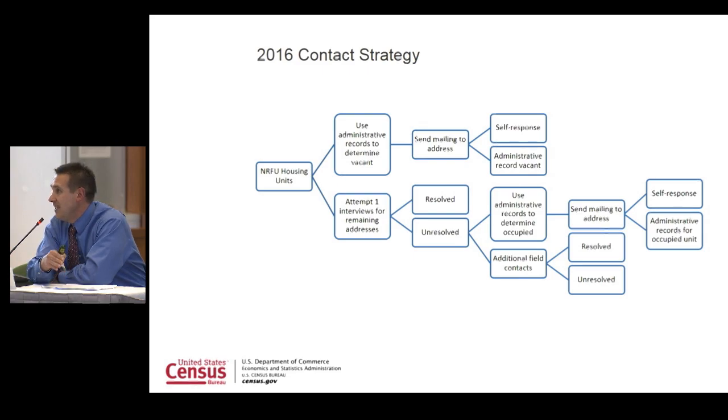For the remaining cases, they proceeded along the bottom part of the flow chart. Every remaining case received at least 1 visit. With that 1 visit, a case could be resolved. It could complete the enumeration with the interviewer at the doorstep, or the interviewer could determine that this address is vacant. Also, in the course of doing this, we left a notice of visit. The person could get home, pull the notice of visit off and say, oh, I need to respond.